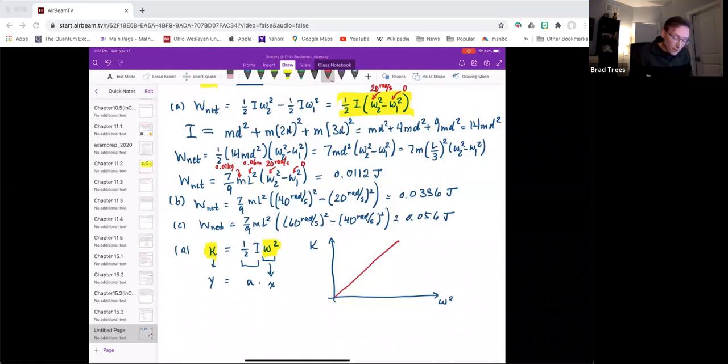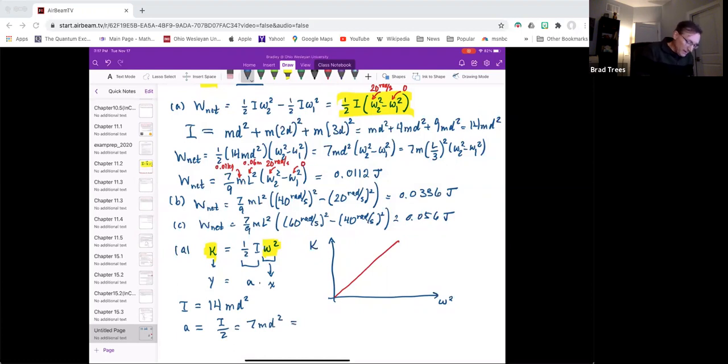And we could get a number because we've got a formula for the rotational inertia. Oh, I've got it written up there. There it is, 14 md squared. So the slope A of that plot of K versus omega squared is 1/2 of I. So that'll be 7 md squared. Let's plug in numbers.